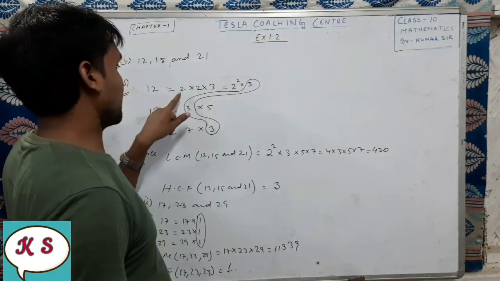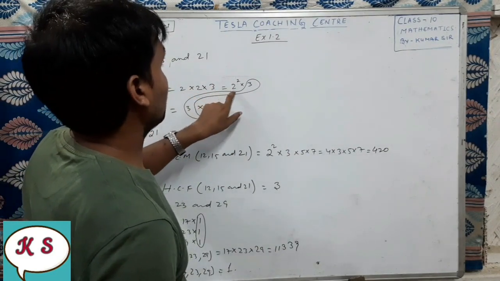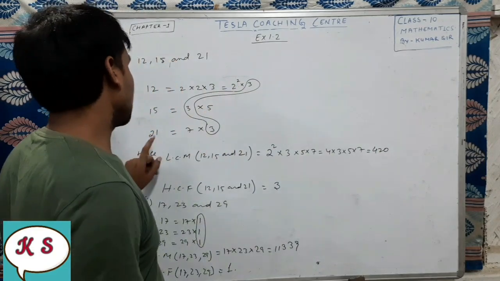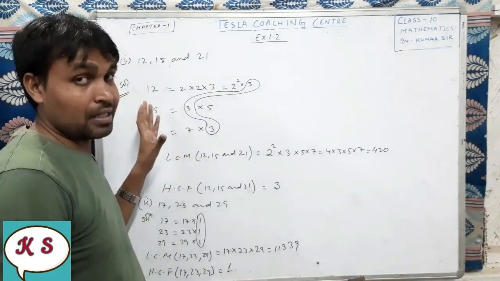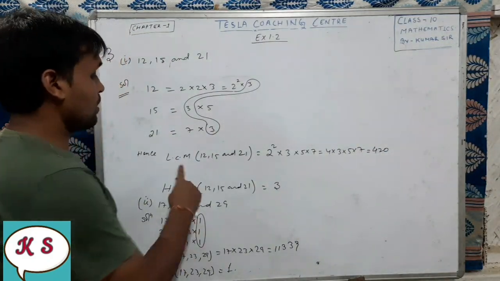So 12, if you factorize, it will come as 2 into 2 into 3. So 2 into 2 means 2 to the power 2 into 3. 15, if you factorize, 3 into 5. 21, if you factorize, take an LCM, so 7 into 3.